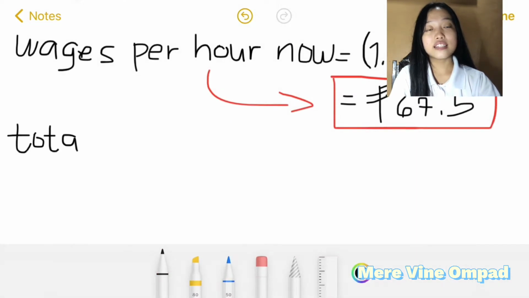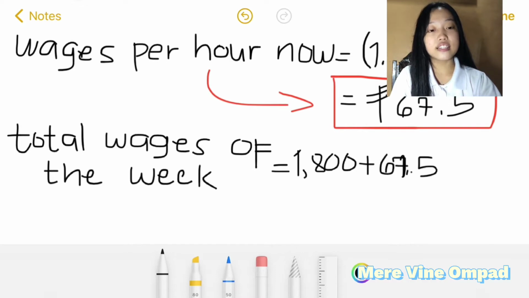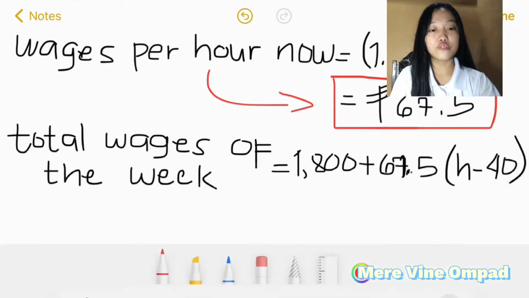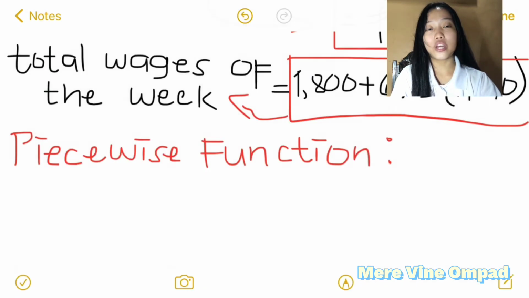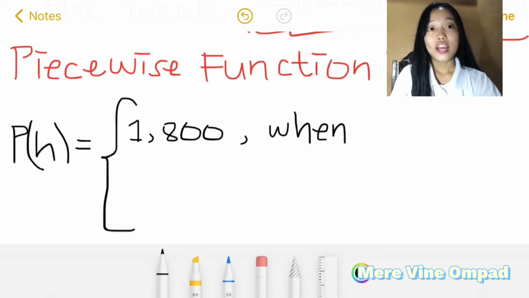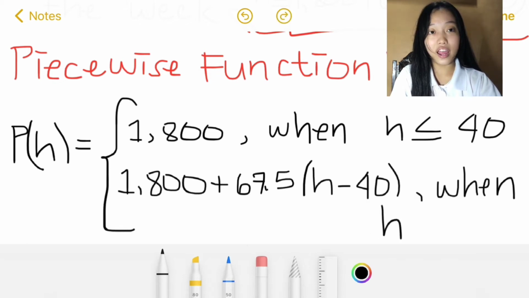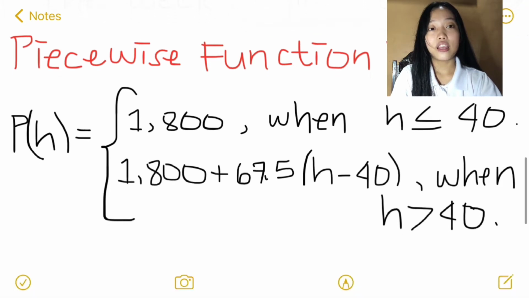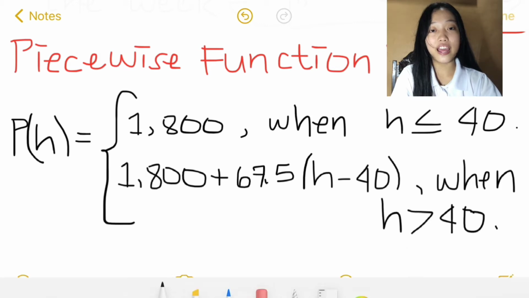Next, let's get the total wages of the week: 1,800 pesos plus 67.5 times H minus 40. So this is our total wages of the week. Now let's write the piecewise function. P of H equals 1,800 when H is less than or equal to 40, and 1,800 plus 67.5 times H minus 40 when H is greater than 40. So this is the piecewise function that gives the weekly pay in terms of the number of hours H you work.